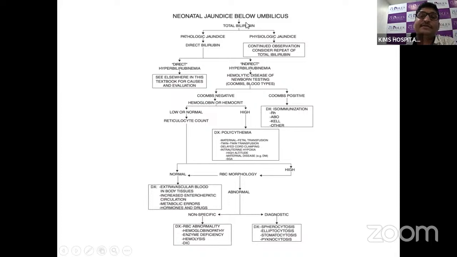When there is jaundice, you have to look for the total bilirubin. Initially for screening we can use transcutaneous bilirubin, but when the transcutaneous bilirubin is more than 15, or within 3 milligram per deciliter of the phototherapy threshold, we need to measure the serum bilirubin as well. We have to look for physiological jaundice. It can be continued observation and repeat total bilirubin if there is worsening or increasing hyperbilirubinemia.